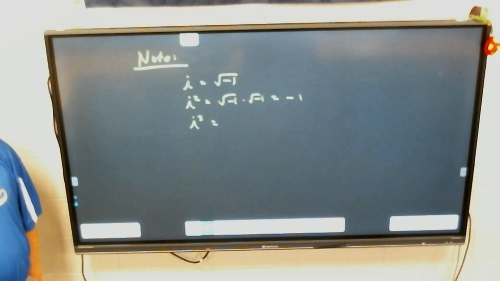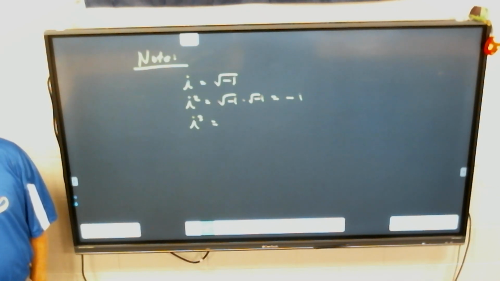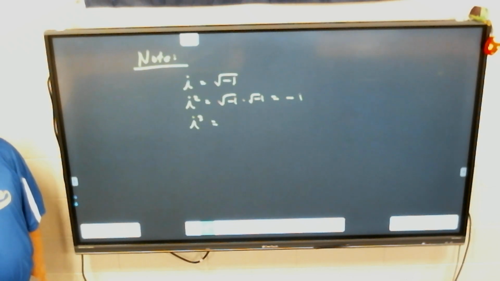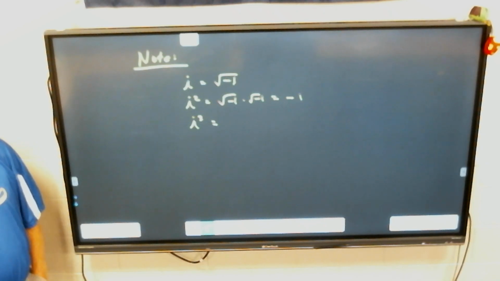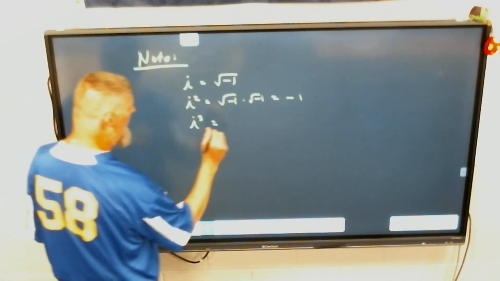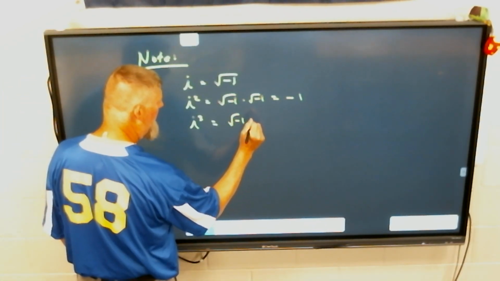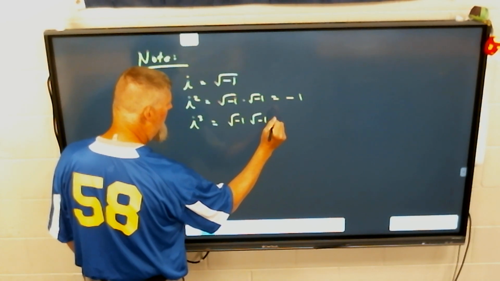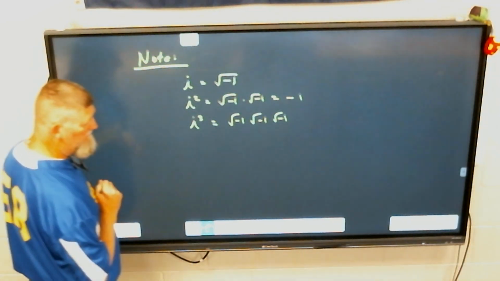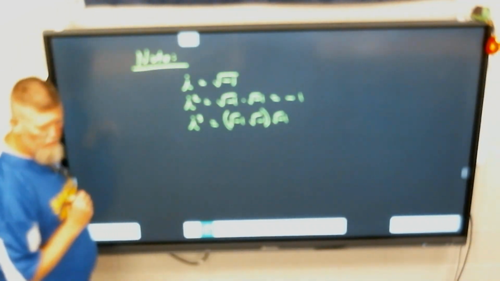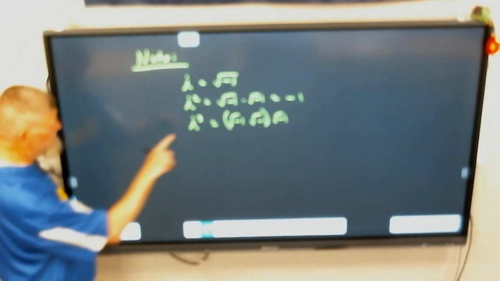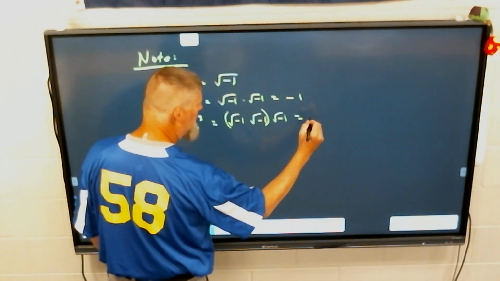We learned this. Okay, so here we go. It's the square root of -1 times the square root of -1 times the square root of -1, right? What does the square root of -1 times the square root of -1 equal? -1. i squared equals -1.